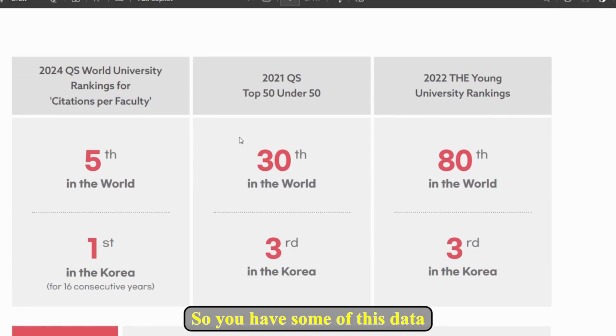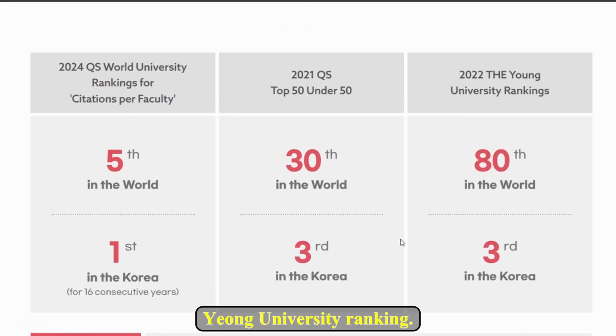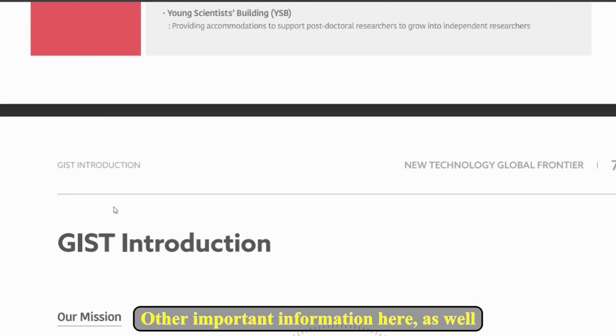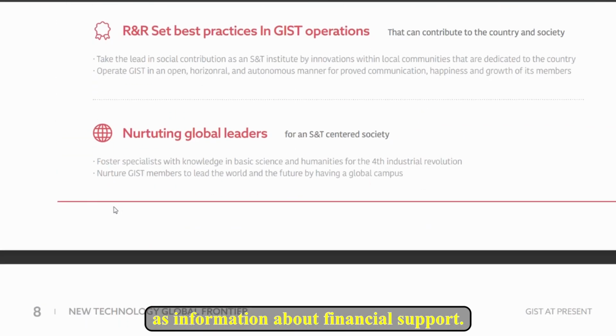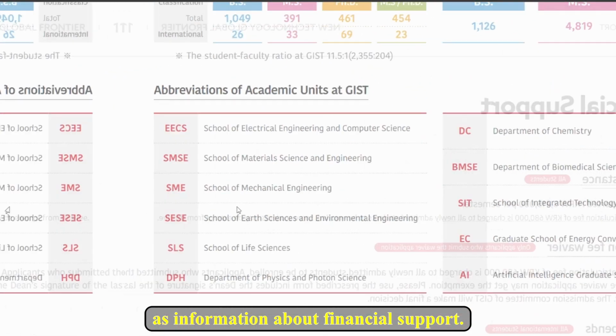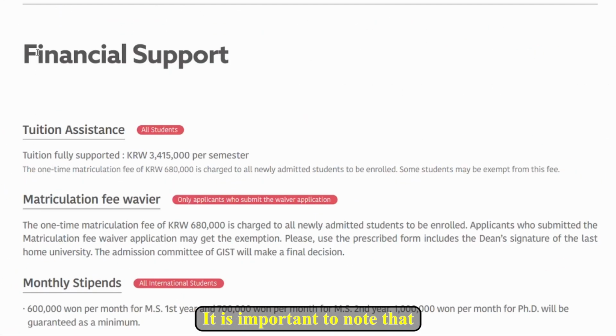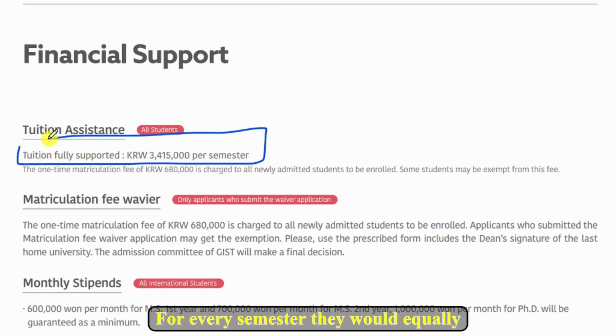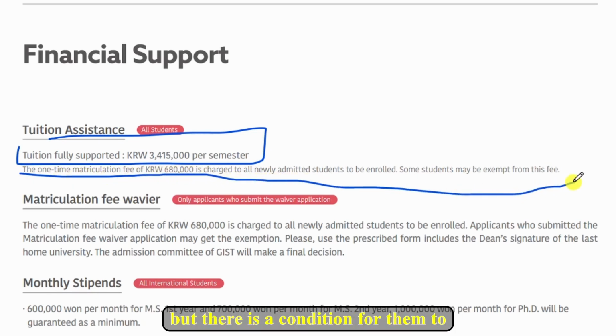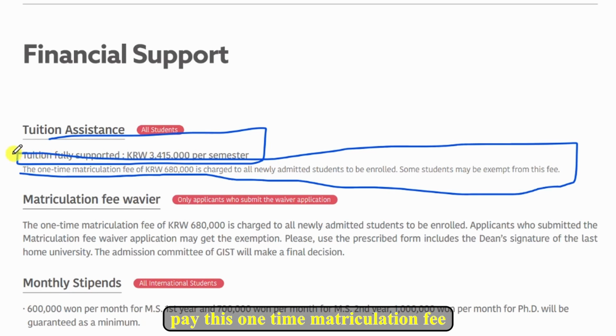So you have some of this data that you might want to know, the QS ranking and the Young University ranking. Other important information here, as well as information about financial support. It is important to note that this scholarship is going to cover your full tuition fee for every semester. They would equally pay your one-time matriculation fee, but there is a condition for them to pay this one-time matriculation fee, which stands at 680,000 Korean won.